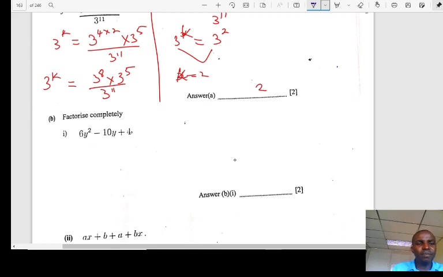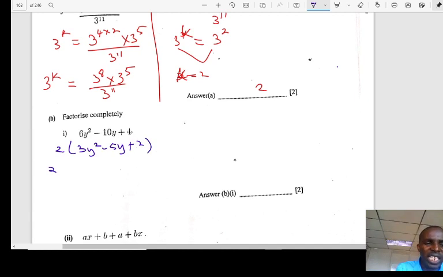Next, factorize completely. 6y squared minus 10y. So this one, you take this and this. In fact, let's just do it the easy way. Just find the common factor there. You can see there's a common factor. So in all cases, first check for the common factor. In this case, it's 2. So you factor out 2 here. Then you'll be left with 3y squared minus 5y plus 2. Yes, done. Then you maintain here 2.